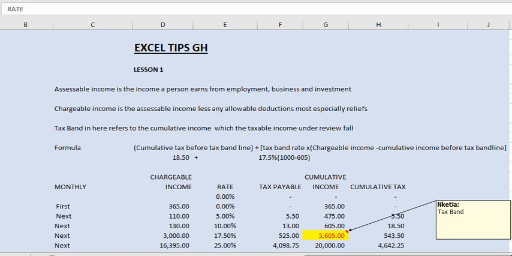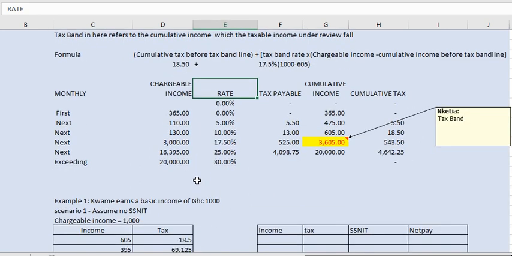Then we explained that the tax band refers to the cumulative income within which the chargeable income falls. We used an example, Kwame, who earns a basic income of 1,000. In the scenario, we assume there was no SSNIT nor any other relief, so the 1,000 becomes his chargeable income. Based on the 1,000, it falls within the 3,605 of the cumulative income, so that becomes our tax band.